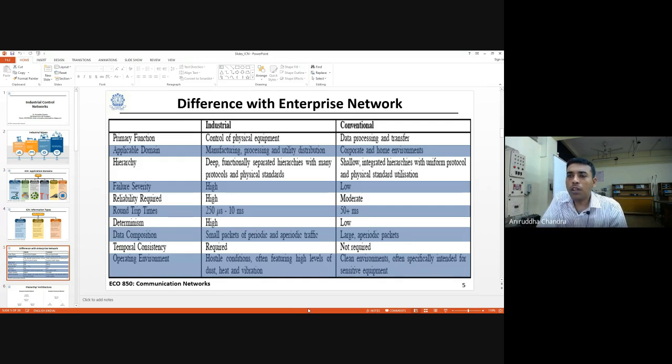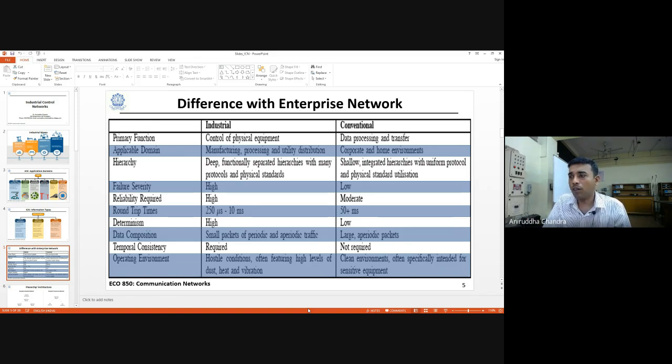Well, the temporal consistency, that means the gap between the packets, that should be uniform for the industrial networks. Like if you are giving some instructions, you should give it in a periodic fashion. On the other hand, in conventional network, that is not required. That means if you are downloading a big file, it doesn't matter whether part 5 comes before part 3. But in industrial networks, it is probably not allowed.